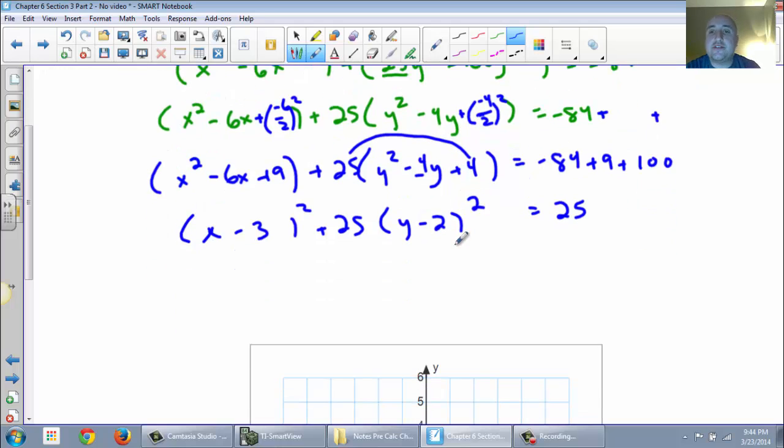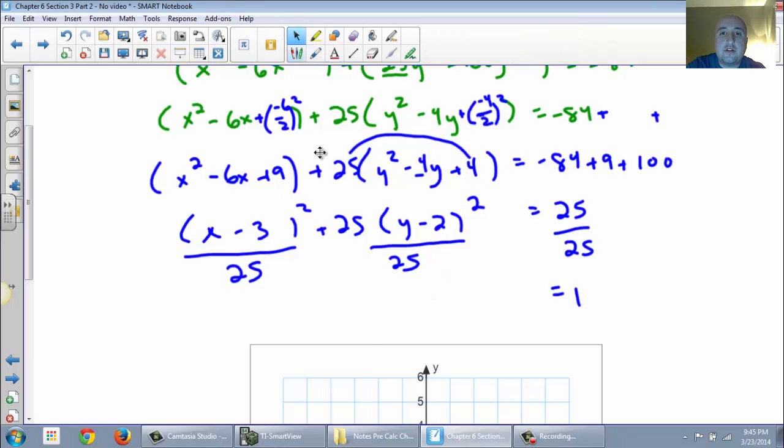Okay, last step here to get this into ellipse form. It always has to equal 1 on the right. So in order to get it to equal 1, you divide by whatever the number is on the right. So I'm going to divide everything by 25 here. Okay, so 25 over 25 is 1.